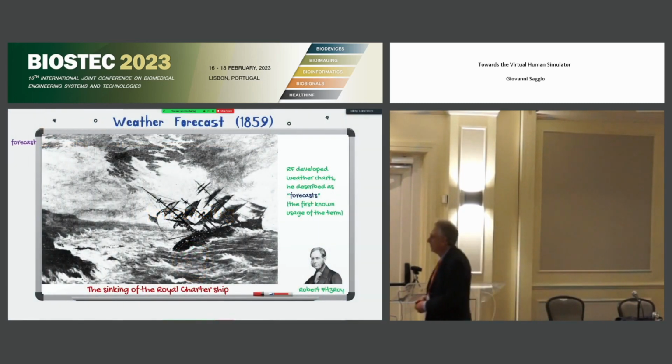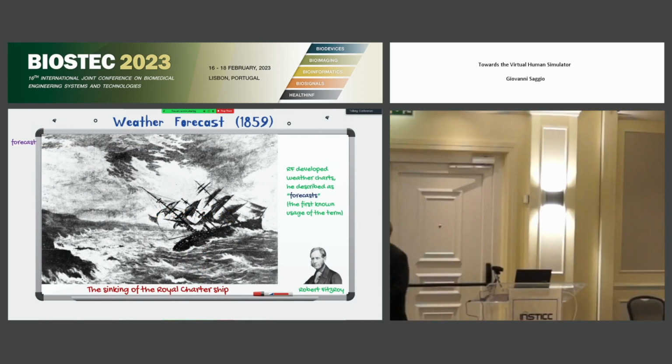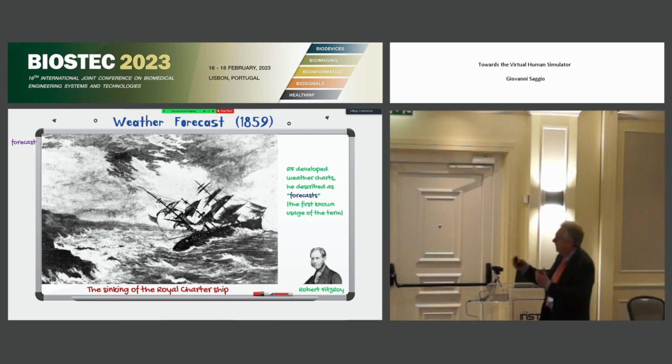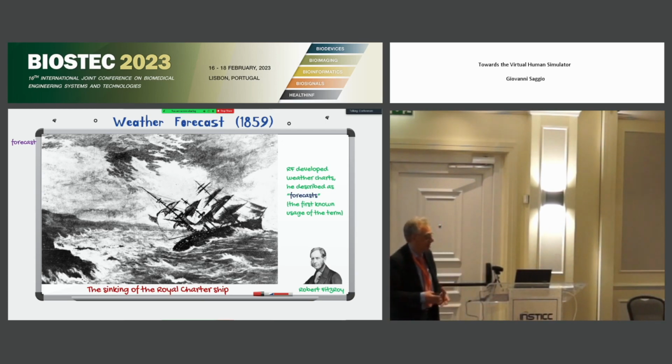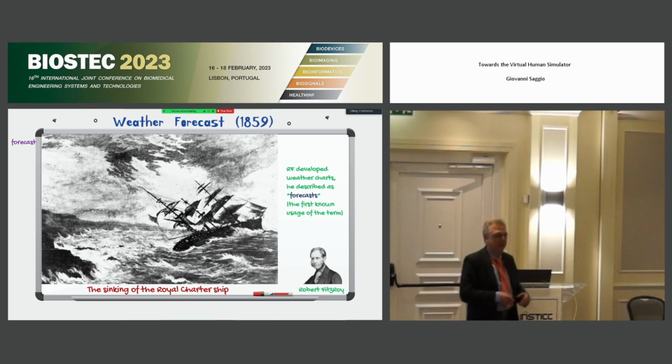And the first time that the term forecast was used was by this man, Robert Fitzroy, in 1859. Because of the sinking of the Royal Charter ship, you see, it was really bad news for him or for others. So he tried to understand how to foresee in the future, in a way that he developed weather charts to avoid this kind of thing. Okay, this was the first time that we know that the term was used.